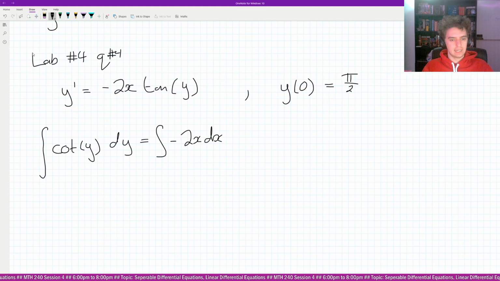So hopefully everybody can take a second, and if this doesn't make sense, why did you get cotangent? Because it's 1 over tan. It's going to be 1 over tan of y, and that is just cotangent.